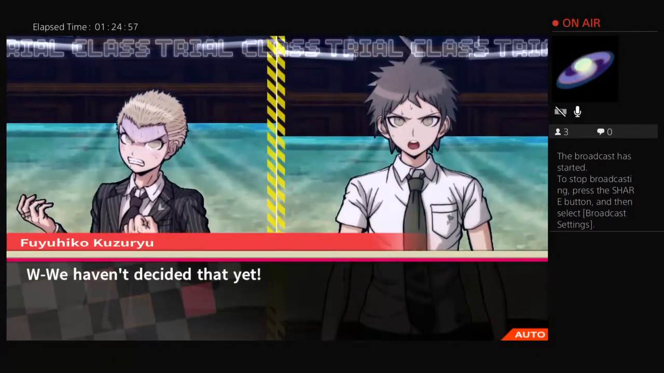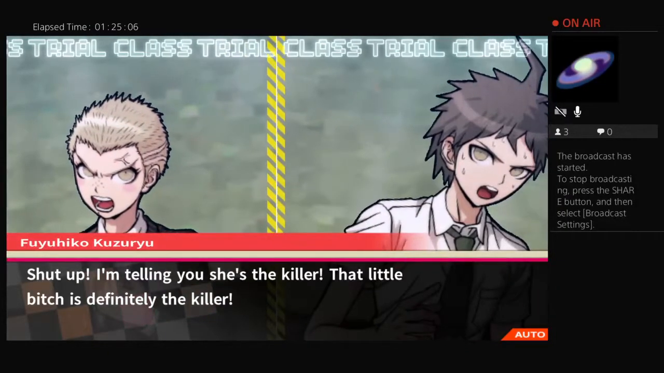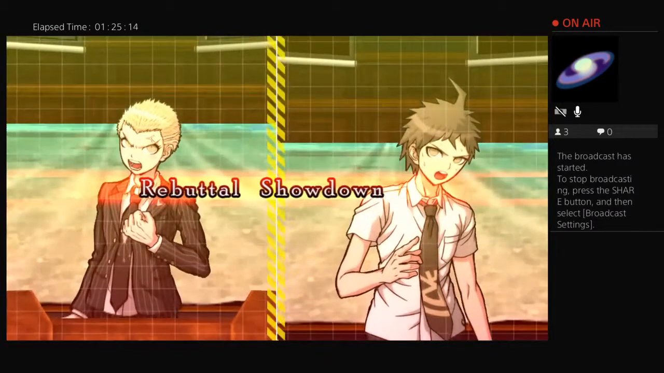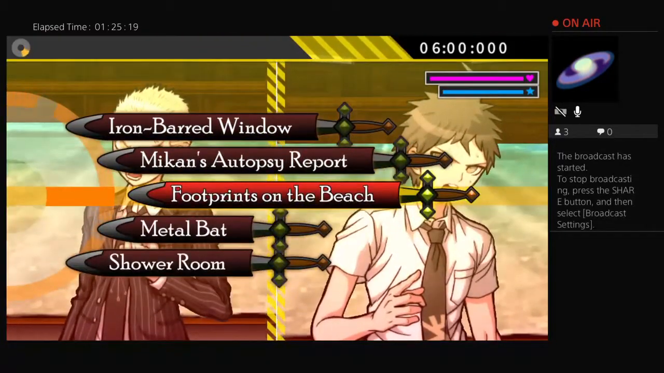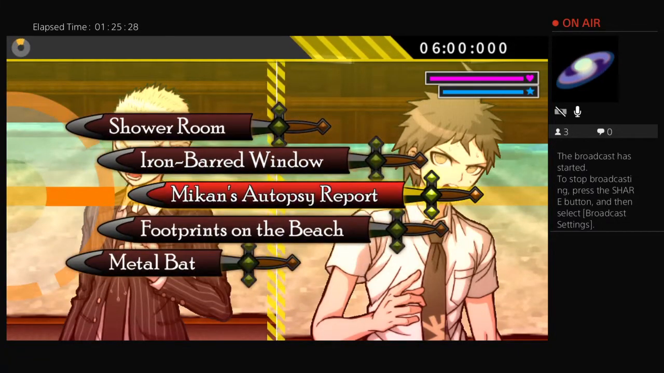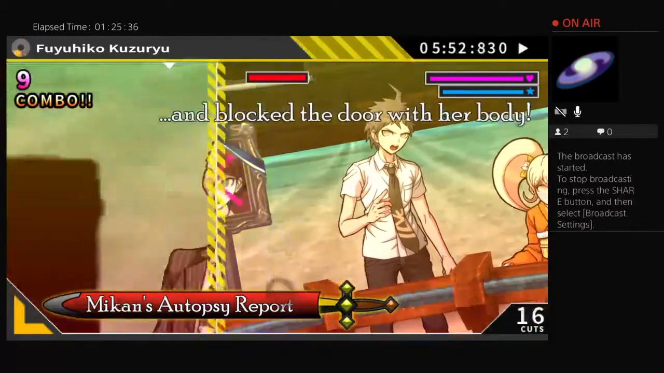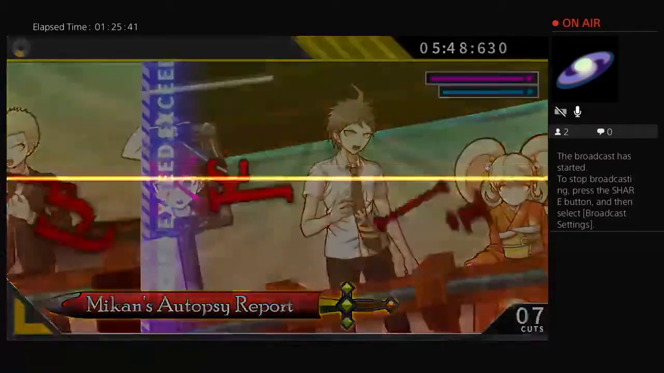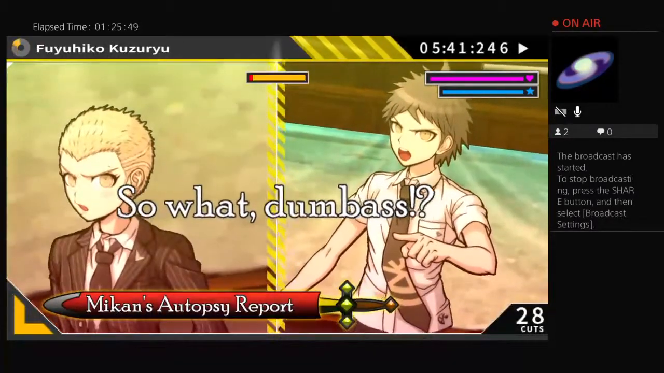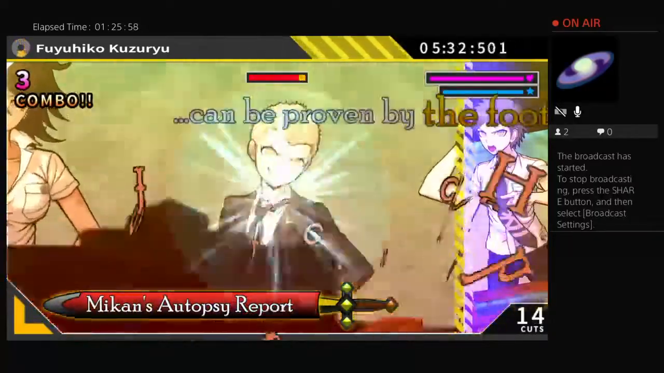We haven't decided that yet! Hey, Fuyuhiko, why do you keep insisting that Hiyoko is the killer? Shut up! I'm telling you, she's the killer! That little bitch is definitely the killer! If Mahiru didn't block the door, then Hiyoko did it! She killed Mahiru and blocked the door with her body! Hiyoko is the only killer I can think of! If Hiyoko moved the body, then she should be covered in blood. So what, dumbass? There's a shower room inside the beach house. After she moved the body, she just washed it off in the shower.